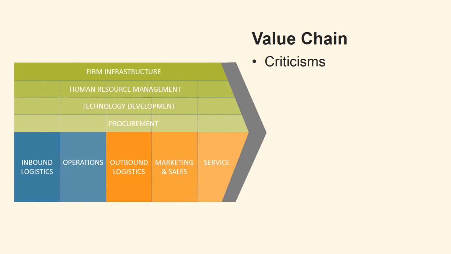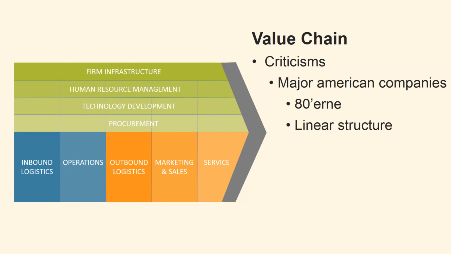Finally, let us consider a critique of the model. The model was created on the basis of the 1980s major American companies that produced to stock. Today, many large companies are manufacturing to order. It may be better, therefore, to place the primary activity, marketing and sales, further ahead in the chain. Many companies will only start production when the goods have been sold in advance.